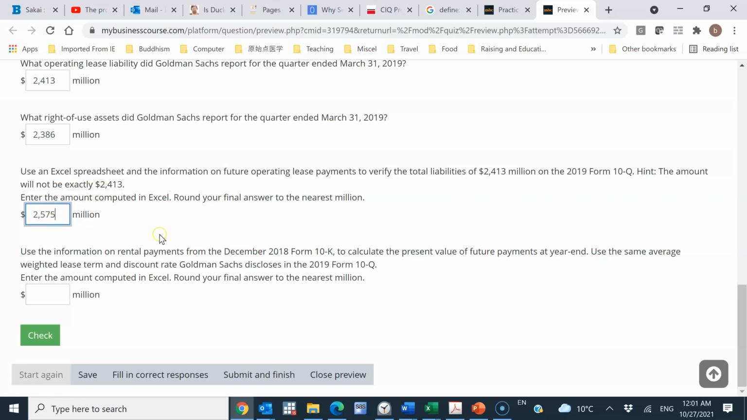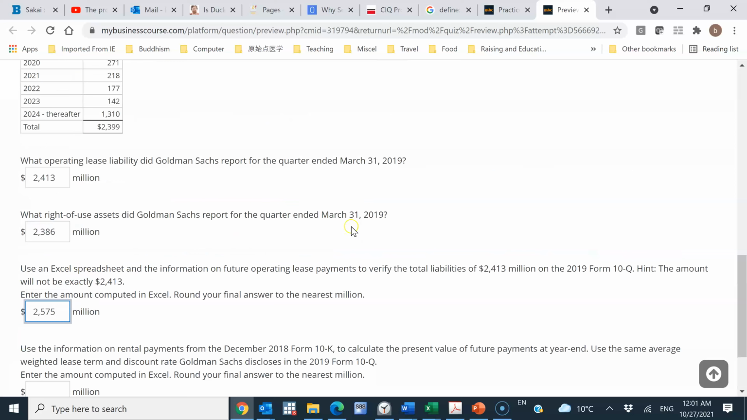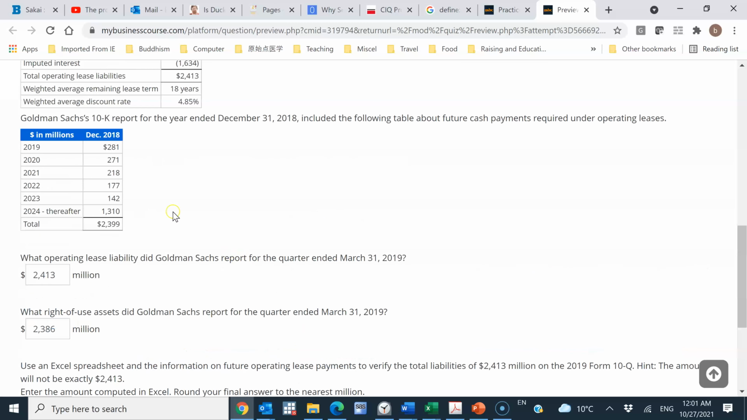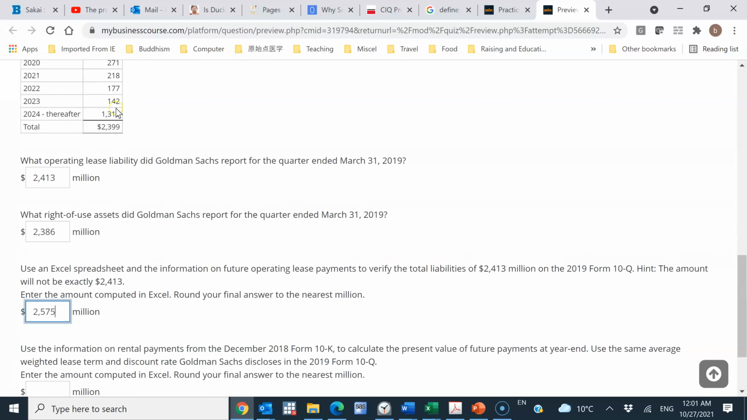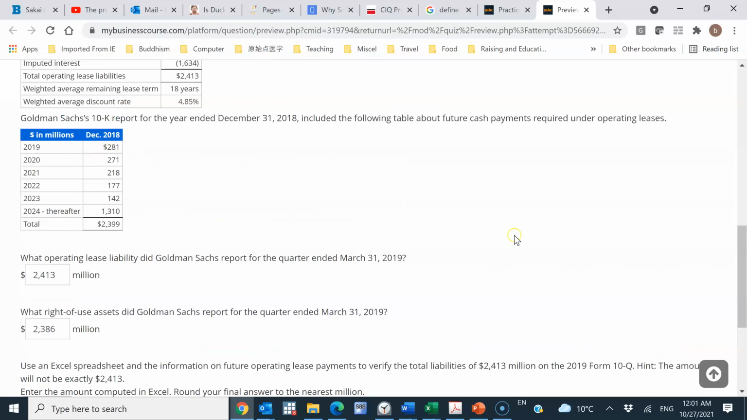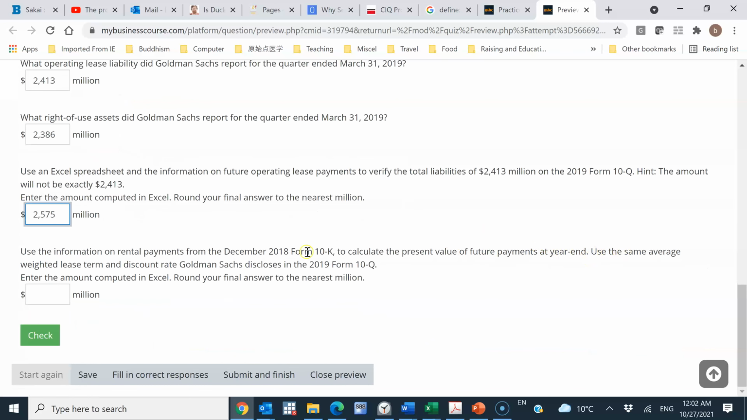So we are done with the third part, and the final part is similar actually, but now we are faced with the 10K rather than the 10Q, the quarterly statement. So use the information from rental payments from December 2018 Form 10K. So that's the last table here, to calculate the present value of future payments at the year end. So all these numbers are presumably at the year end already. Use the same average weighted lease term and discount rate Goldman Sachs discloses in the 2019 Form 10Q.